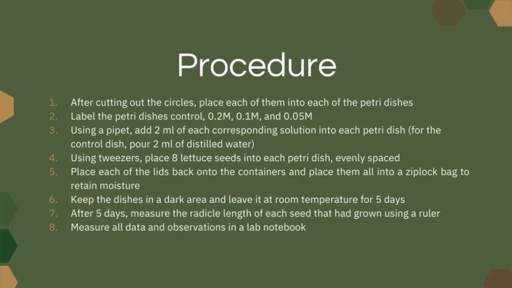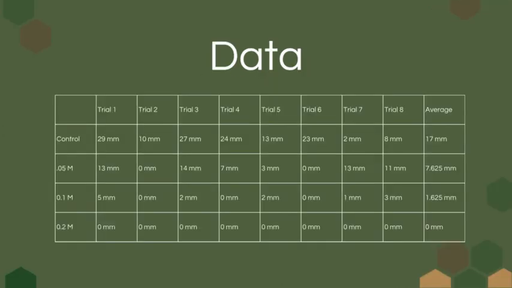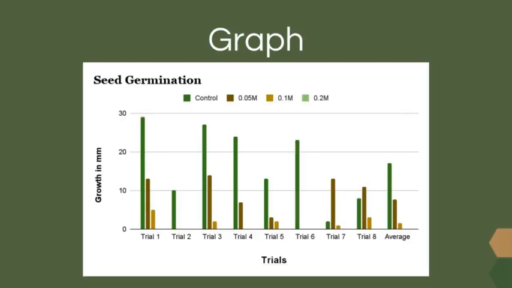After the 5-day period, I measured out the radicle length of each seed and recorded all of the data. The first image is the labeled petri dish after the 5-day growth period. The second is when I was extracting the seeds for measurement, and the last image is preparing the seeds for measurements. As you can see by the data, 0.2 moles had no growth, while the control variable and 0.05 moles had significantly more embryonic root growth. The results can also be exemplified in this graph shown below.